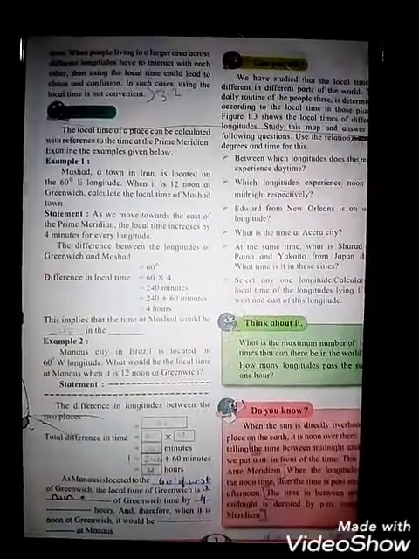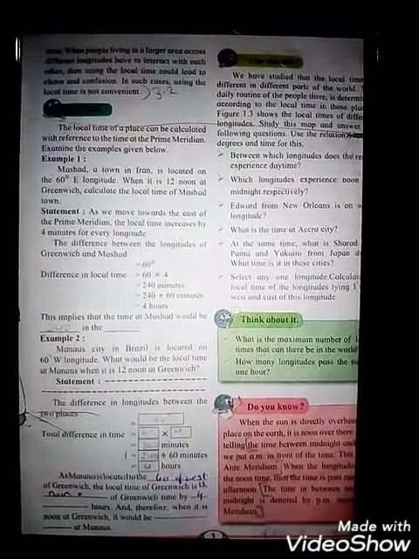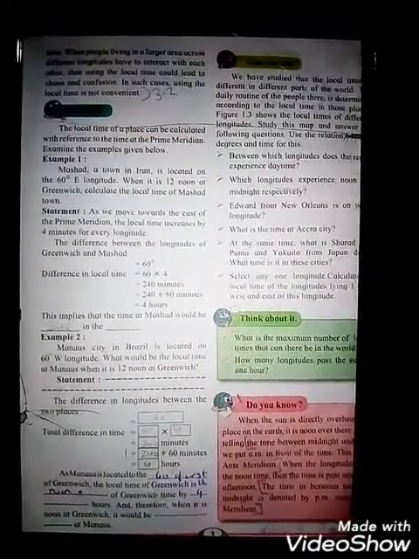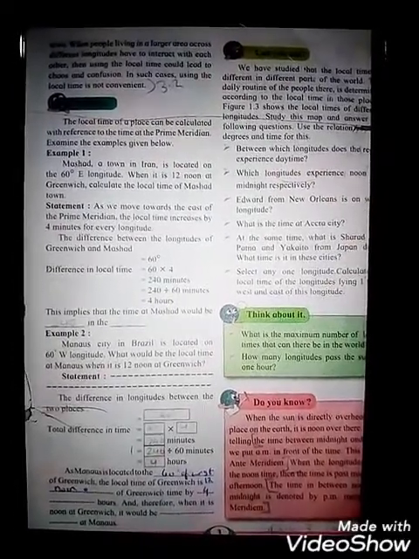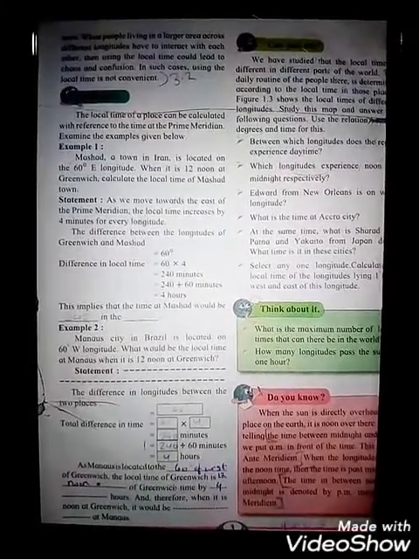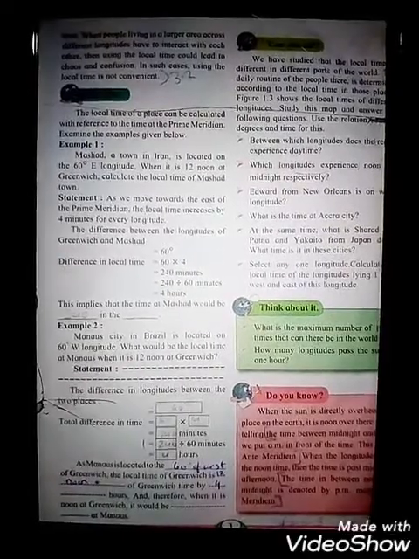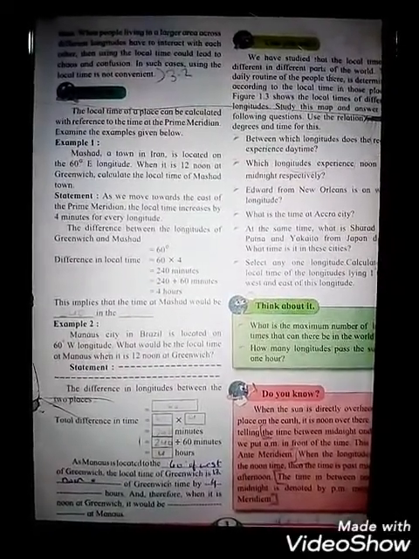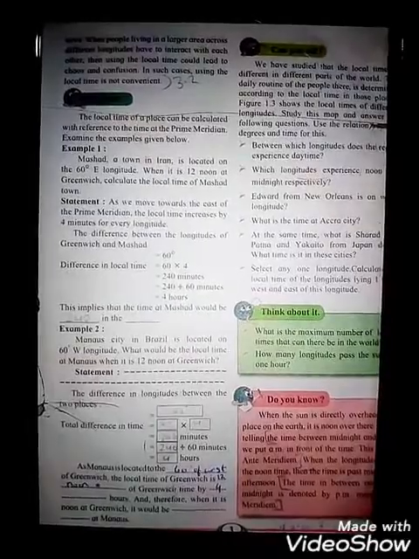Now, to find the difference in local time, you have to multiply 60 by 4, because 1 degree equals 4 minutes. So 60 into 4 is 240 minutes. 240 divided by 60 minutes equals 4 hours. This implies that the time at Mashhad will be 4 hours ahead. Therefore, when it is noon at Greenwich, it will be 4 p.m. at Mashhad, because it is ahead of Greenwich Mean Time by 4 hours, because the time is increasing.